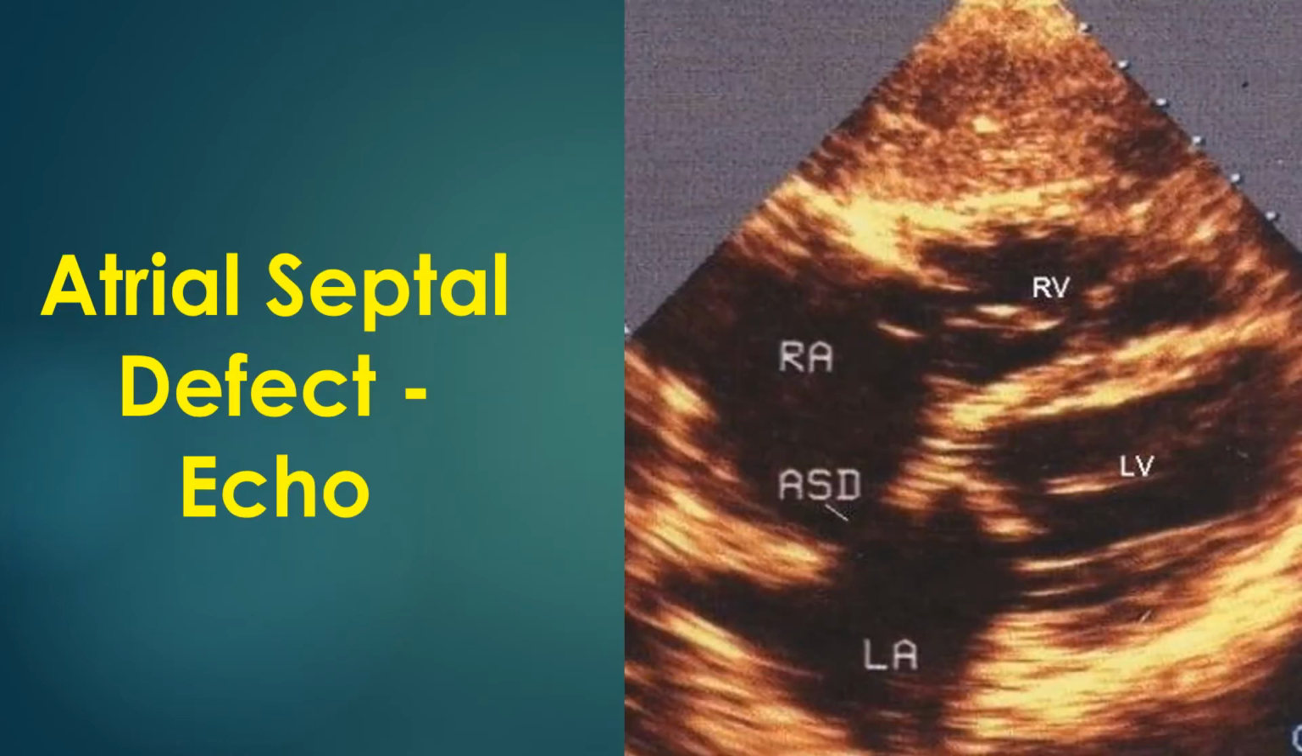Echocardiographic image from subcostal 4-chamber view showing secundum ASD. Subcostal view is the ideal view for imaging ASD to avoid false echo dropouts which may be seen in apical 4-chamber view.